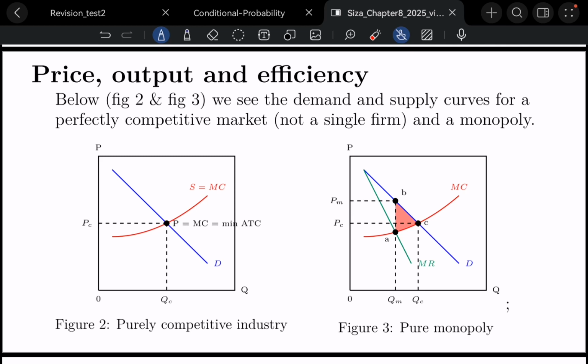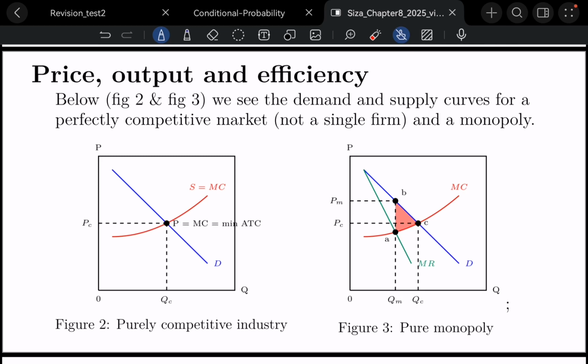And then when we look at a pure monopoly, you find that they produce where the marginal revenue is equal to the marginal cost, and that's the quantity they produce. Because of that, they infer the price from the demand curve, and the quantity will be QM in our case, and PM will be the price.